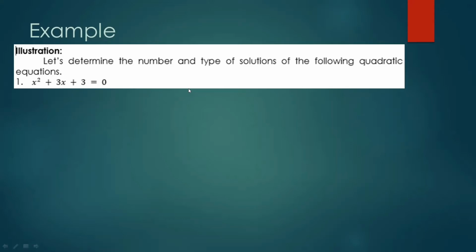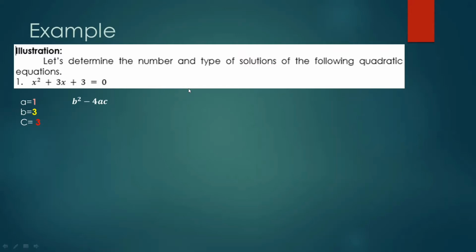So before identifying the real numbers, make sure that the equation is in standard form. So the real numbers A, B, and C: yung A natin is 1, B is positive 3, C is positive 3. After that, we need to identify the formula that we are going to use, or what is the formula of the discriminant. So the formula of the discriminant is b squared minus 4ac.